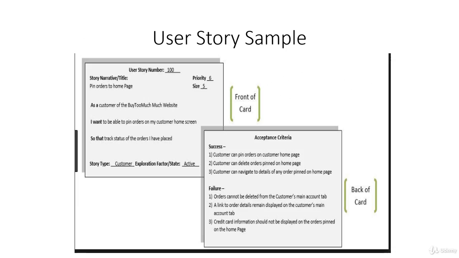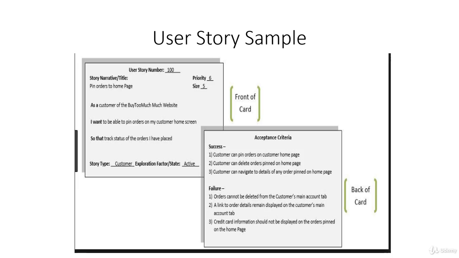Here's an example of a user story. And as you can see here, it is quite different than the system requirements. As I stated earlier, there's a very short, brief description of the user stories. So let's review this sample here. The short narrative states that it's pin orders to a home page. So as a customer of the Buy Too Much website, I want to be able to pin orders on my customer's home screen so that I can track the status of the orders that I have placed.